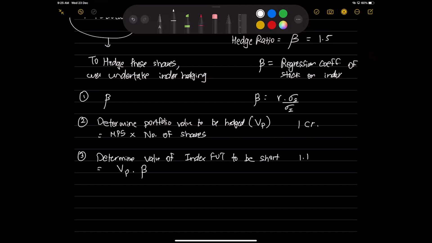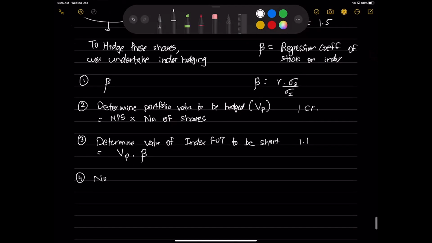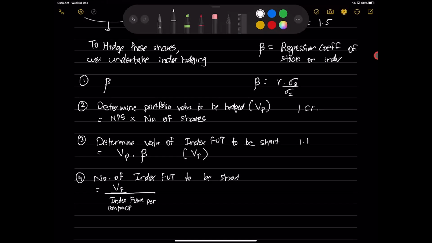1.1 crores. Yes, 1.1 crore worth of index futures we are going to short. And then finally, the last step is to determine the number of index futures to be short. Here I call this the value of futures, and value of futures divided by index future per contract. Per unit of index, you divide by this, and that will determine the number of index futures.